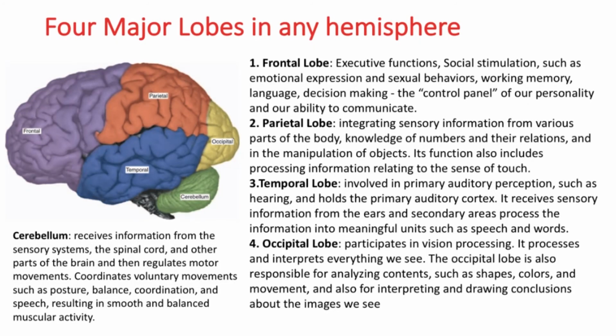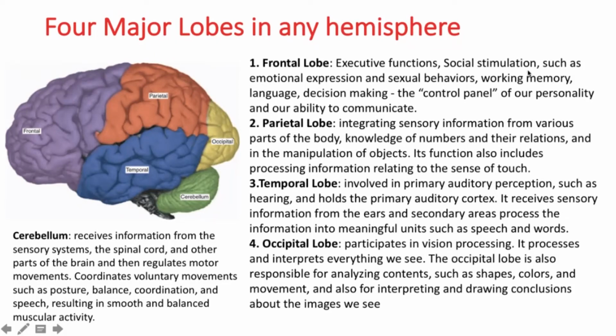them in terms of the major lobes of the brain. There are 4 major lobes in any hemisphere of the brain. These are the frontal lobe, the parietal lobe, the temporal lobe, and the occipital lobe. The role of the frontal lobe is in terms of the executive functions, social stimulation. So they call the frontal lobe the telltale sign of Homo sapiens.